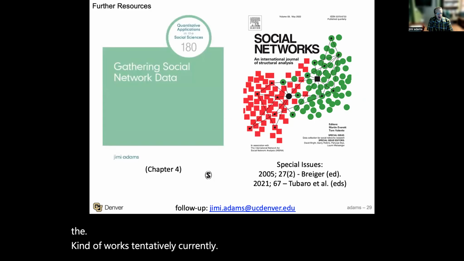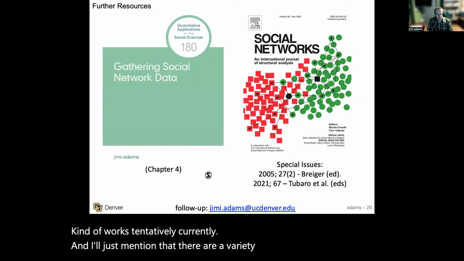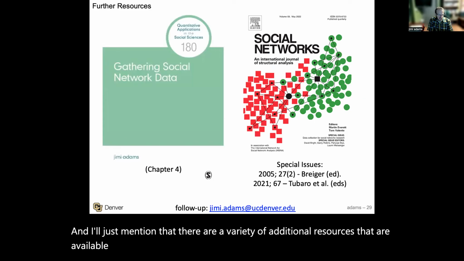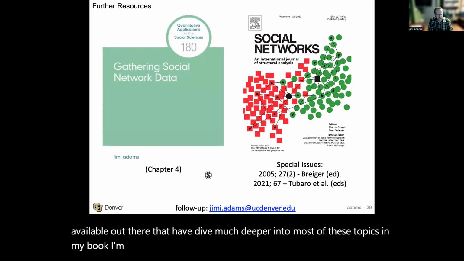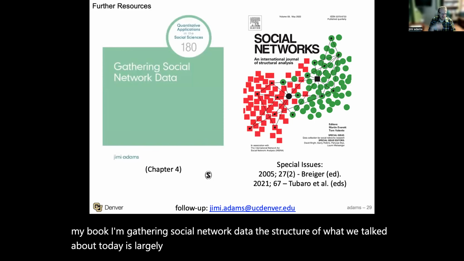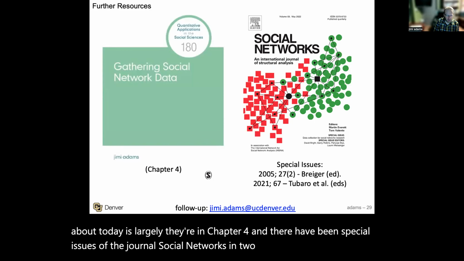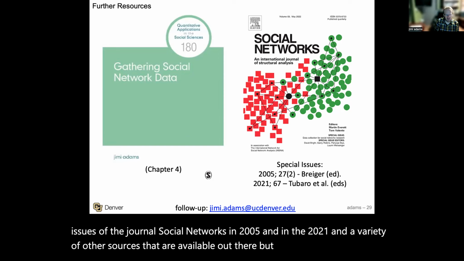And I'll just mention that there are a variety of additional resources out there that dive much deeper into most of these topics. In my book on gathering social network data, the structure of what we talked about today is largely there in chapter 4, and there have been special issues of the journal Social Networks in 2005 and in 2021, and a variety of other sources that are available out there, but I'll point you to these in particular.